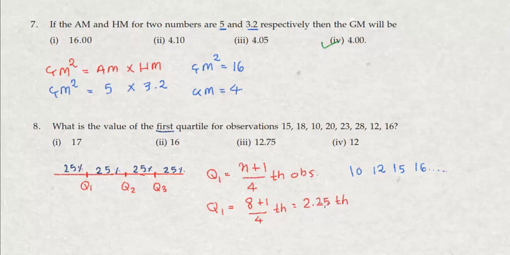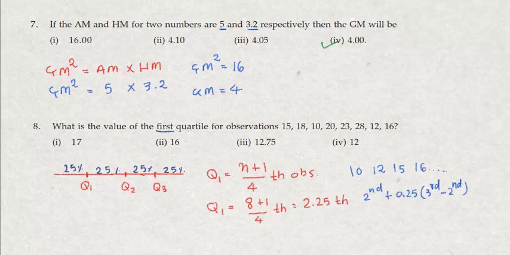2.25, we will just use a very simple interpolation here. We can say it is second observation plus 0.25, a 25th percent of third observation minus second observation. So it does mean that third observation and second observation have a distance of 3, and I just want to take into account 25% of the distance 3.